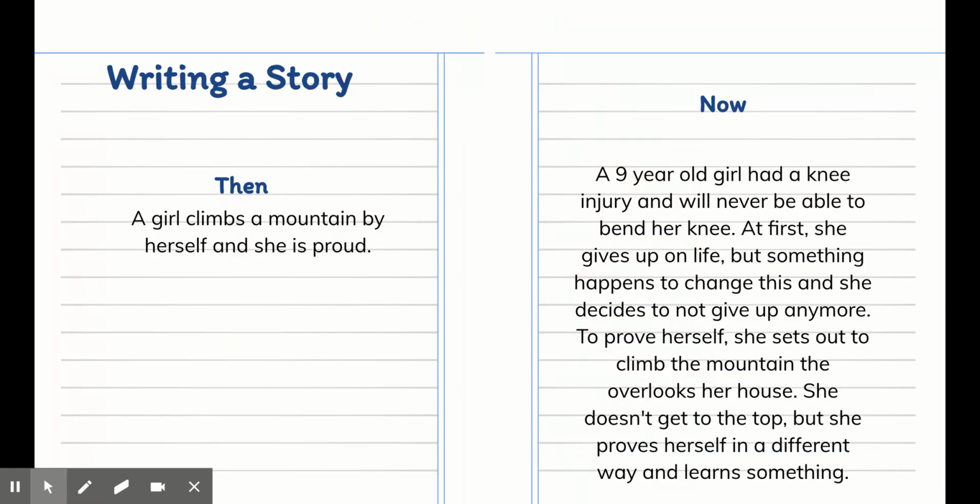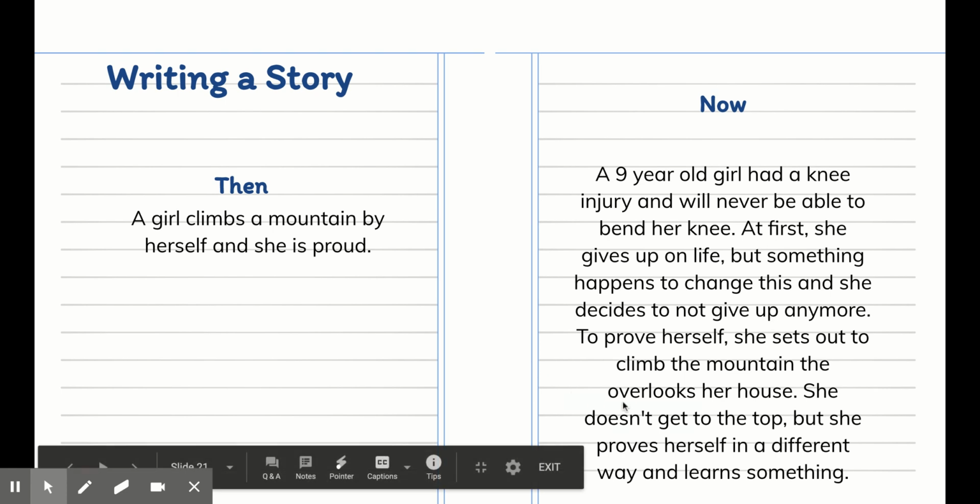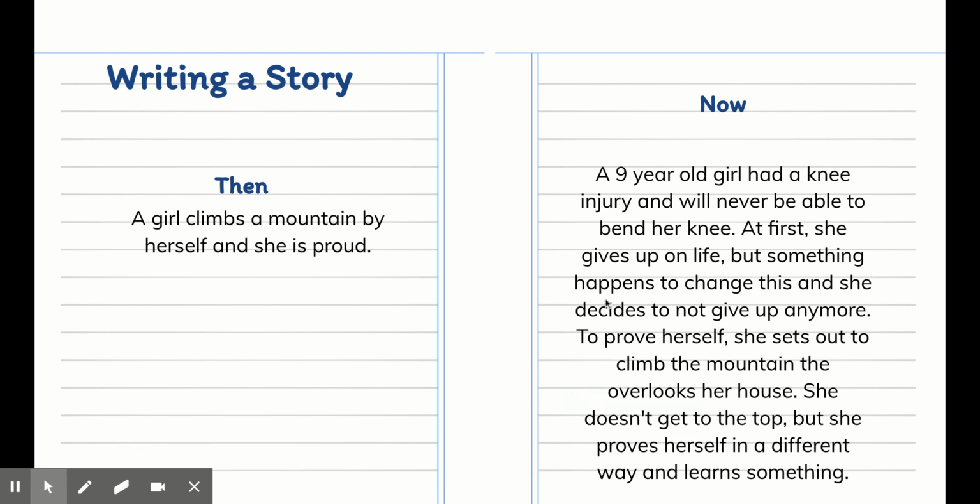So in the beginning, when we started off the school year, students found that this was a good story. You wrote, a girl climbs a mountain by herself and she's proud. But now some of you are writing very detailed stories that look more like this, that has more thinking about the character and the story.